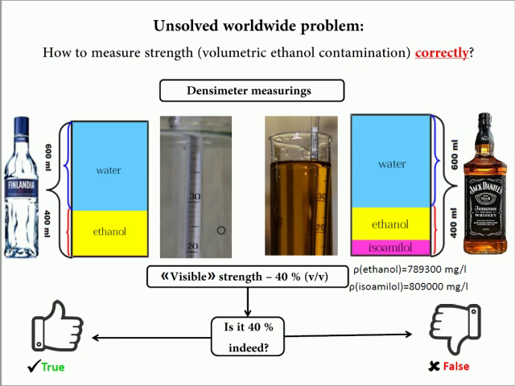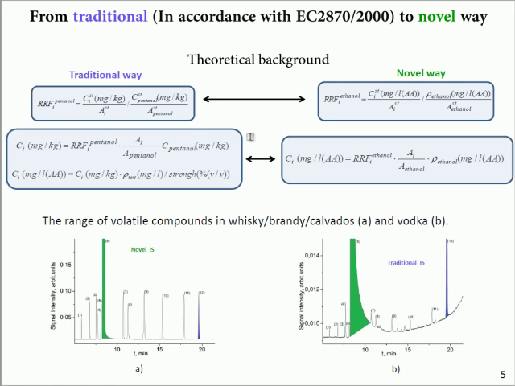As I have told above, the traditional method includes sample density measuring to calculate strength. But in case of drinks with great compounds contamination, such as brandies or whiskies, it is impossible to determine strength correctly by alcoholometric tables, so there is a risk of great biases. Speaking about theory, it is necessary to mark that the novel method includes the same way of RRF calculation as the traditional one. RRF means relative response factor, and this value expresses the sensibility of the detector to a compound comparing with ethanol.